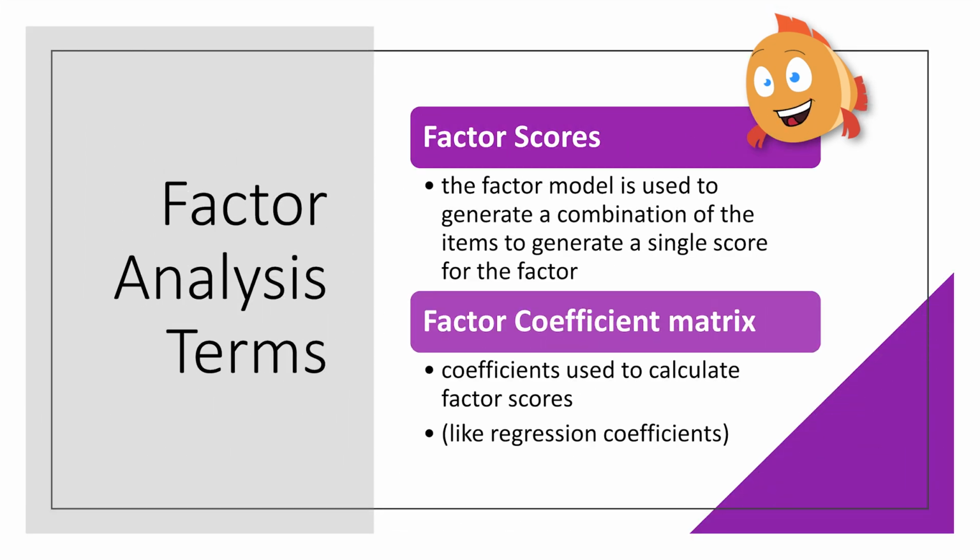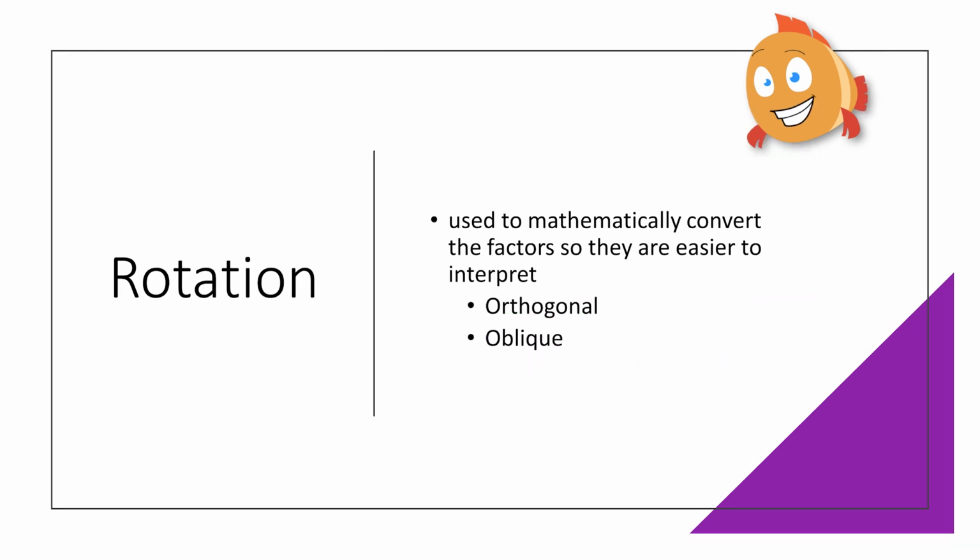All right, so factor scores. The factor score model, or the factor model, is used in common practice to generate a combination of the items to create a single score for that factor. It's like a weighted average of your items based on your model. While the factor coefficient matrix are those coefficients we use to create the factor scores. They're the weighted coefficients. Think like regression coefficients.